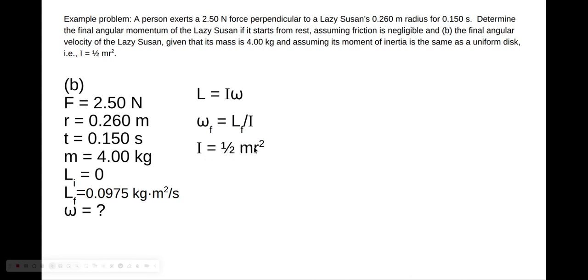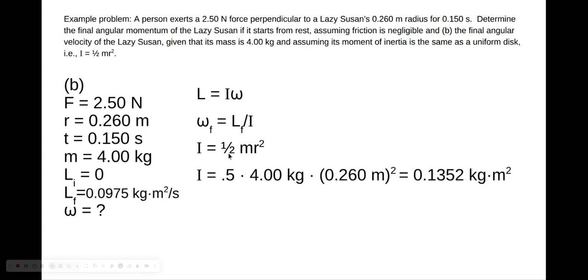So it's 1/2 mr squared. It gave us the formula at least. We do know the mass, 4 kilograms. We know the radius. We're going to square that, multiply by 1/2. Don't forget to do this squared part right here. So here's our moment of inertia, 0.1352.